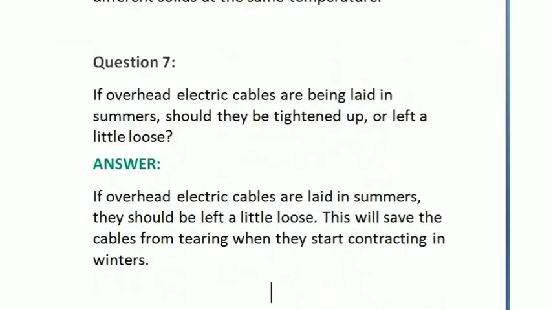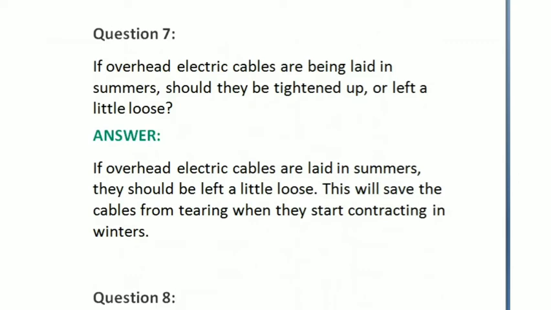Question number 7. What does question 7 say? If overhead electrical cables are being laid in summers, should they be tightened up or left a little loose? So the answer is, if overhead electric cables are laid in summers, they should be left a little loose. Why? This will save the cables from tearing when they start contracting in winters.